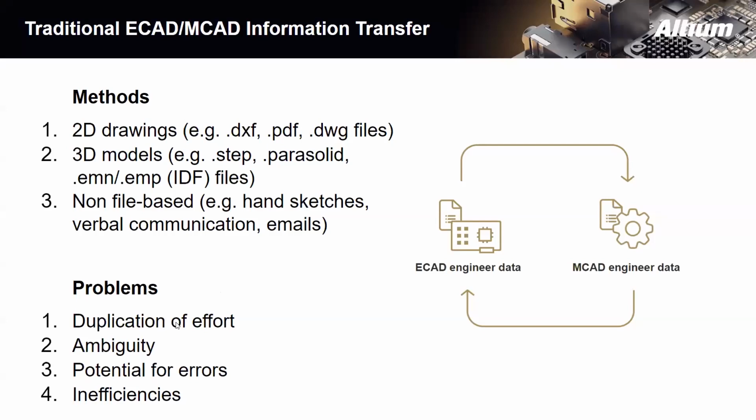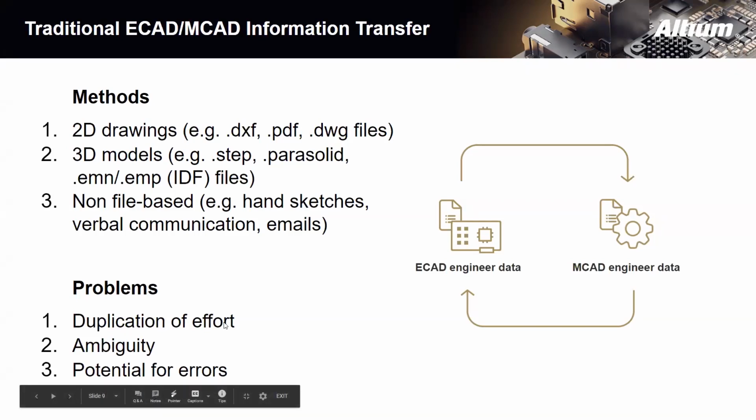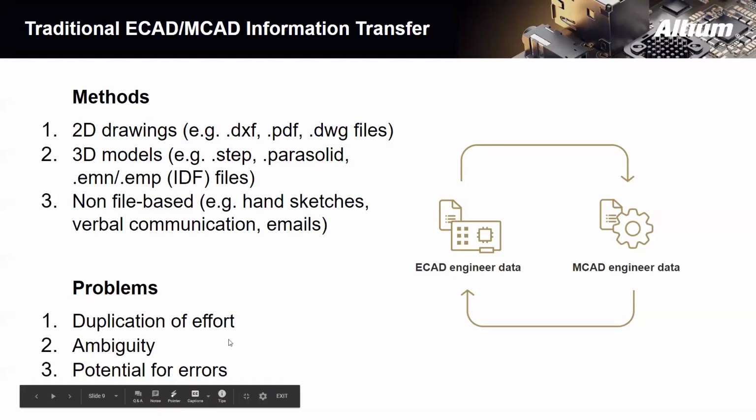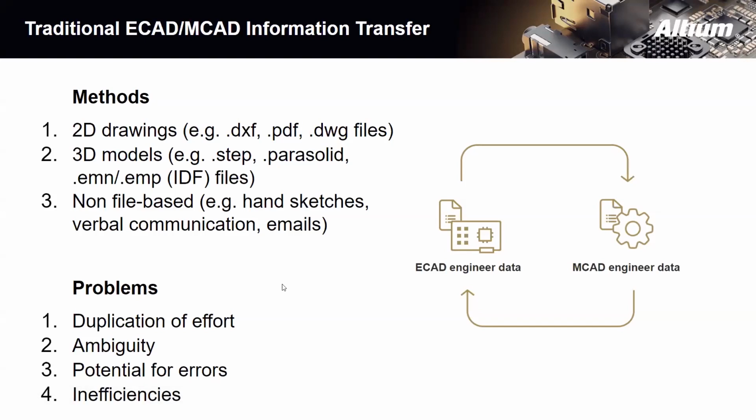You get duplication of effort. You get one engineer making changes in their software package. They then need to communicate those changes to their colleague, and the colleague needs to then replicate those changes in their own software. There's potential for ambiguity. You're going to have potential confusions, particularly with 2D drawings and symmetrical boards, which creates a potential for errors and inefficiencies due to time spent reworking mistakes and clarifying communications.